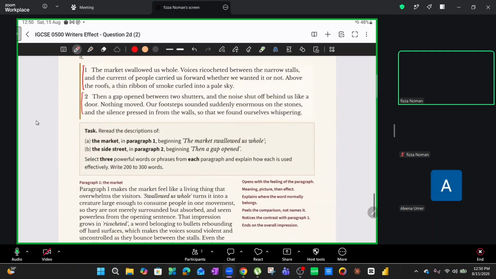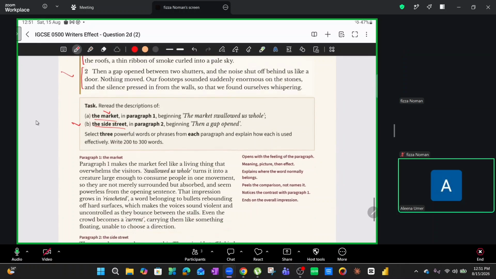Now look at this, here is your task. Reread the description of the market in paragraph 1, beginning 'the market swallowed as whole', and then the side street in paragraph 2, beginning 'then a gap open'. Okay? So the market is the idea of paragraph 1, the side street is the idea of paragraph 2. Select three powerful words or phrases from each paragraph and explain how each is used effectively. So the guiding point is that in paragraph 1 we will be fixated on the market, and in paragraph 2 we are talking about the side street. Isn't that the case, beta?